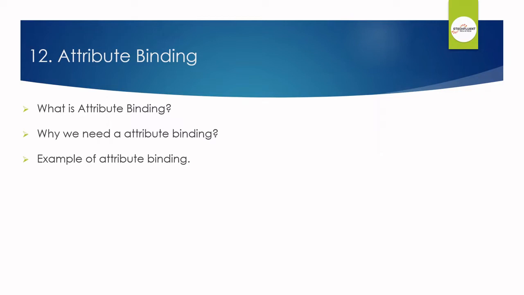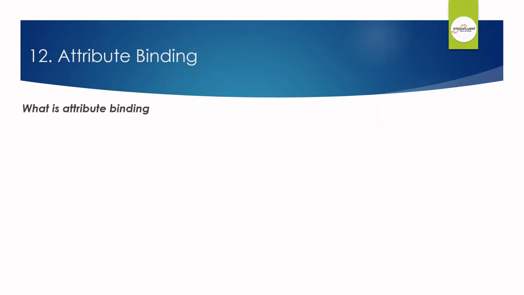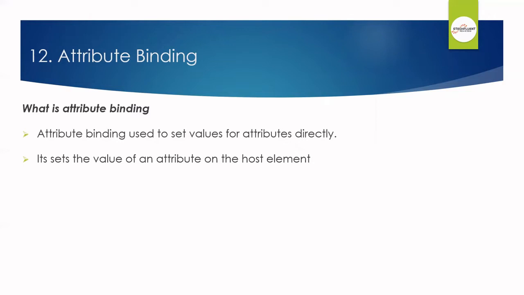So now let's first understand what is meant by attribute binding. Attribute binding in Angular helps you set values for an attribute directly. It sets the value of an attribute on the host element rather than setting the value of the property in the object that represents the DOM element. Again, attribute binding is also a type of Angular one-way binding technique.